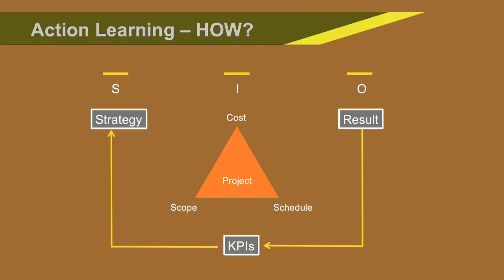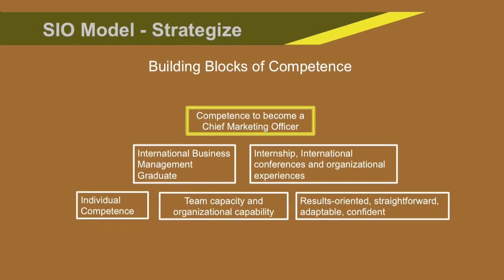The first one is to strategize. In this section, I'm going to explain by using the building blocks of competence, which is the required and obtained competence to become a chief marketing officer in the future. So right now, I already have the individual competence, team capacity, organizational capability, and the 4 key attributes. However, there are many other things that I need to obtain, like the bachelor degree in International Business Management, internship program, joining international conferences, and organizational experience in order to become a chief marketing officer.